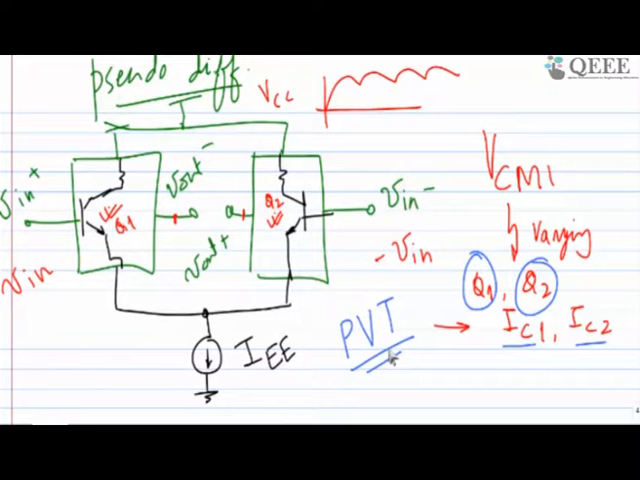And how can I make sure of that? If it is a pseudo differential, of course there was a problem, you cannot do that. So in differential we have added one current source at the bottom, and that current makes sure that when both the transistors are in saturation, both are in active, the currents flowing through Q1 and Q2, IC1 and IC2, are not depending on the common mode voltage, but they are depending on this one.